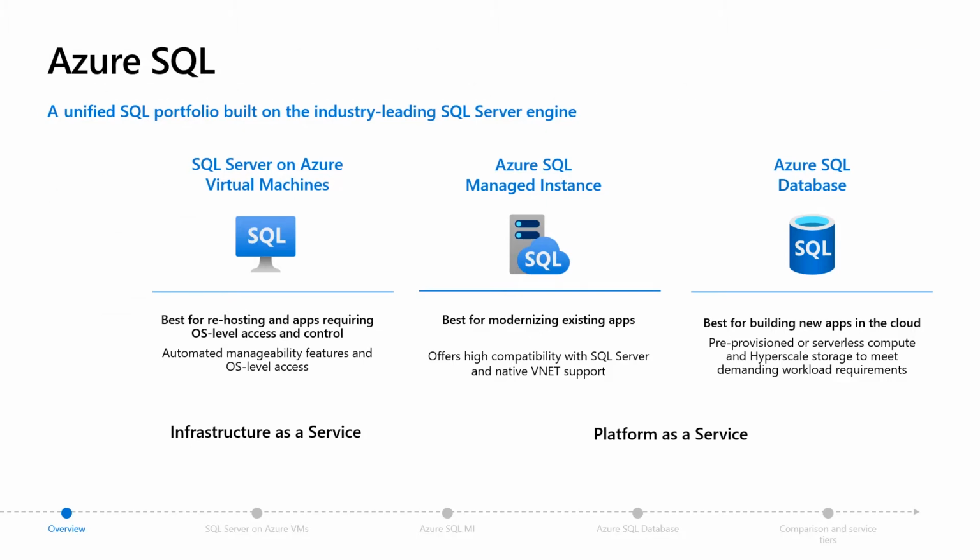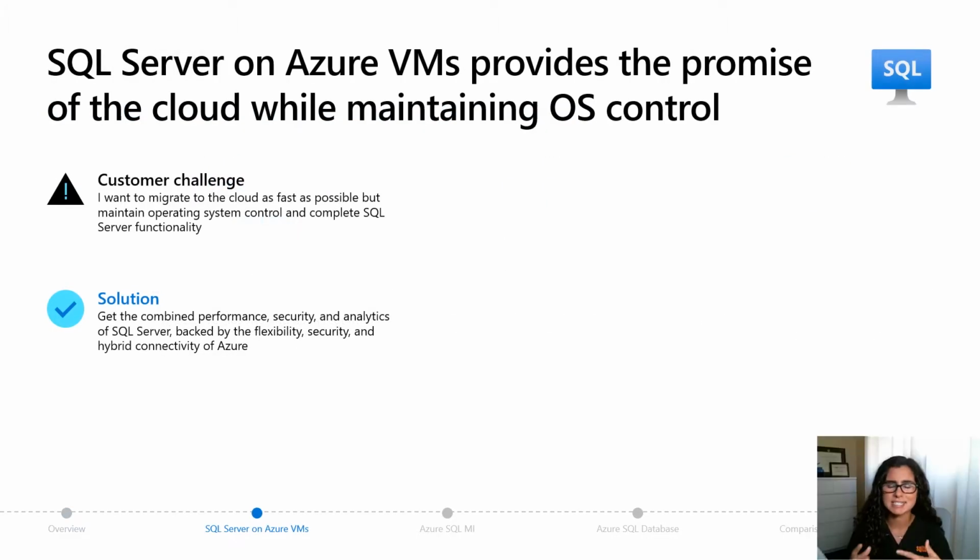Okay, so now let's go into each of these options and kind of see some challenges and solutions and some key differentiators. Now, the first deployment option I want to talk about is SQL Server on an Azure virtual machine. Now, this is going to provide the promise of the cloud while maintaining OS control. So why do customers move to this? Well, we see customers on a variety of scenarios. One, maybe the contract on their hardware is expiring and they're looking to lift and shift into Azure very quickly.